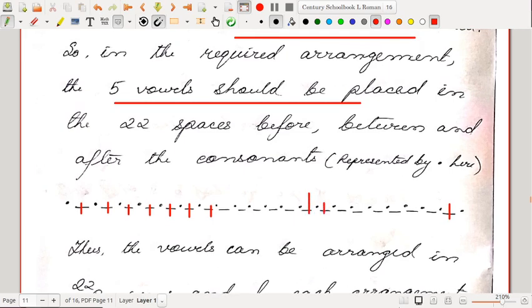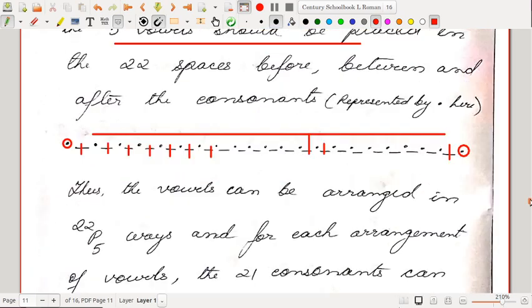So what should happen to the vowels? The vowels should be placed anywhere on these spaces in between. I cannot place 2 vowels together. That means between any two vowels there should be some space. It means there should be at least one consonant. So the 5 vowels have to be placed in these spaces. These places are between the consonants, and this place is after the consonants. So total there are 22 places for putting the vowels.